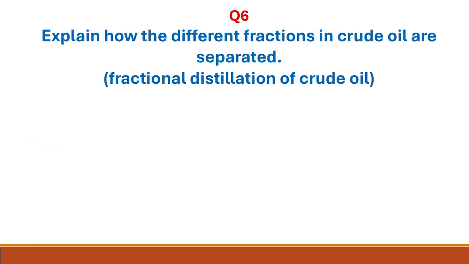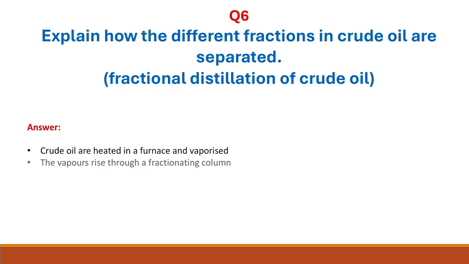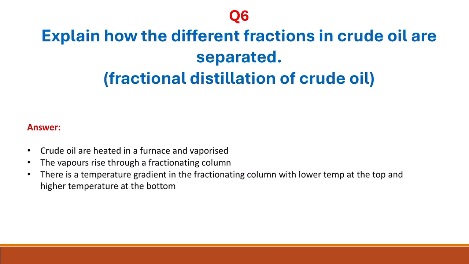Question 6. Explain how the different fractions in crude oil are separated using the fractional distillation of crude oil. To answer this question, you need to cover certain points. The first point is that crude oil is heated in a furnace and vaporized. Then the vapors rise through a fractionating column. In the fractionating column, there is a temperature gradient. It is very important to refer to the temperature gradient in the fractionating column, with lower temperature at the top and higher temperature at the bottom.